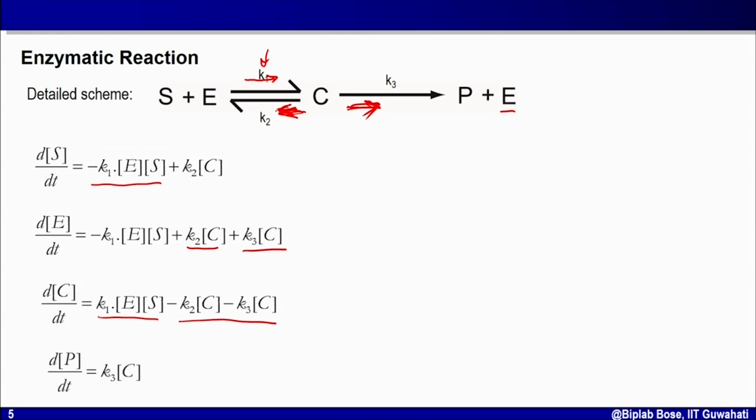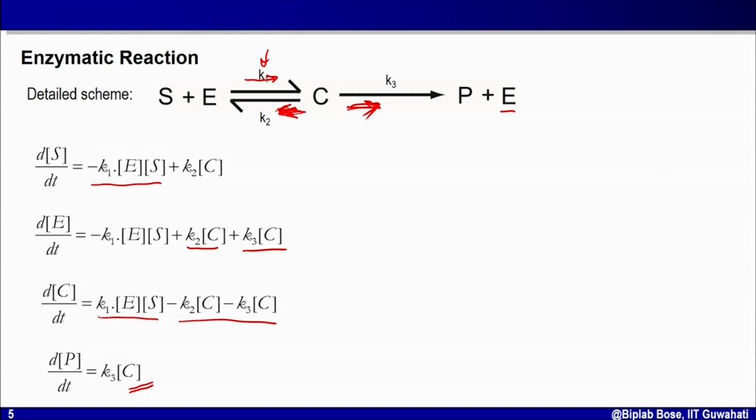Now let us look at the product. Remember, look into the scheme, product is formed only by this unidirectional process from C to P. So it is simple, dP/dt, the rate of change of concentration of P, is equal to K3 into C. That's all. I have written down the ODE for all these 4 dependent variables S, E, C and P.